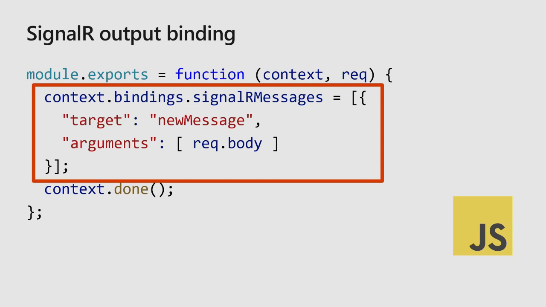And then in the body, we're just assigning one or more messages to the output binding itself. So in this case, I am sending one message, and the target is the method that you want to call on the client. So you saw earlier that we set up an event listener for new message. Here we're invoking that listener, and we're passing the message. In this case, we're passing the request body as the argument, but you can pass zero or more arguments in that array.